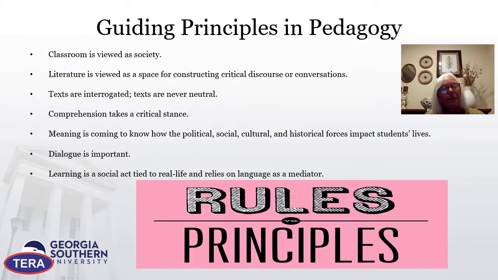Okay, so what are the guiding principles for those of you who teach or are thinking about using critical literacies to promote critical stance? First of all, your classroom is viewed as a society. Literature is viewed as a space for constructing critical discourse or conversations. Texts are to be interrogated. They are never neutral. Comprehension takes a critical stance, and meaning is coming to know how the political, social, cultural, and historical forces impact students' lives.